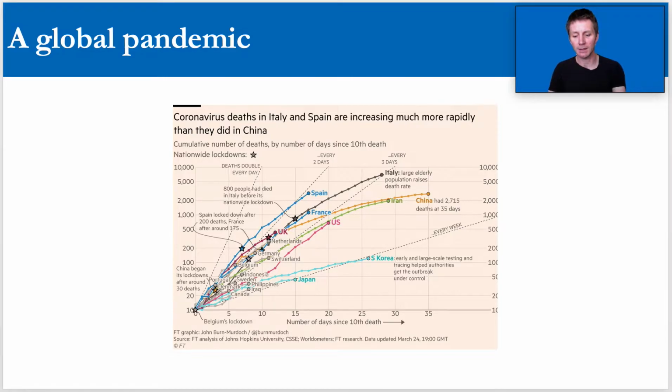So we've all seen graphs and figures like this in the news over the past few weeks, and things do seem very bleak. We are in the middle of a global pandemic in which many thousands of people have already died, and thousands more people are going to die.